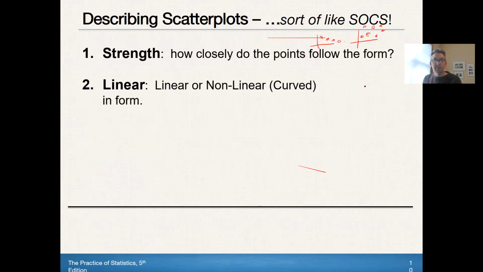Second thing we want to look at is whether the scatter plot is linear. We're either going to see scatter plots that are roughly linear, or we're going to say they're not linear, meaning they have some sort of a curve in them.